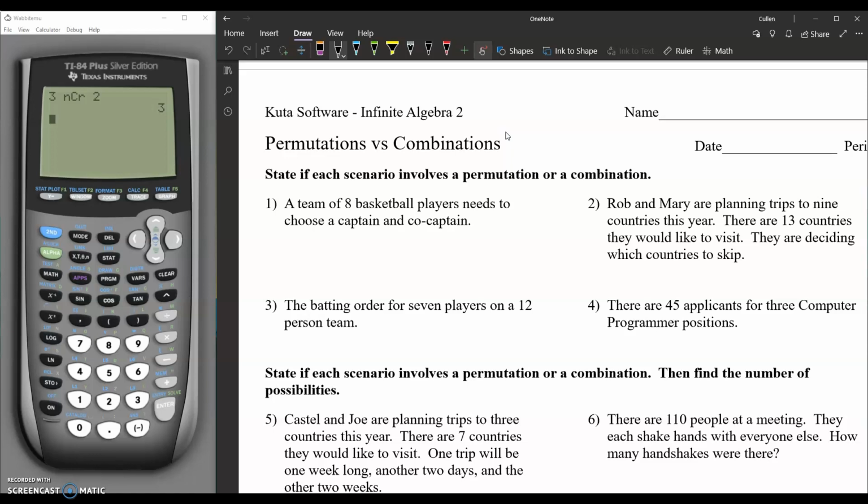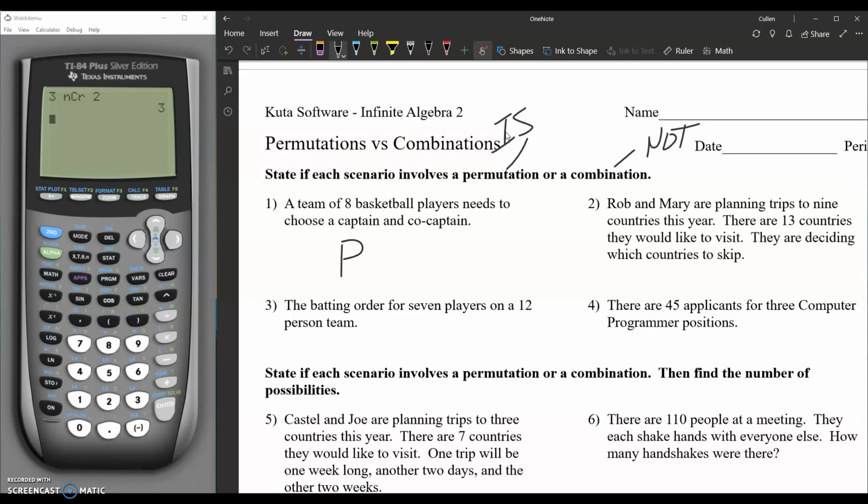All we're doing for these first 4 is we're saying, is this a permutation? Is this a combination? Number 1. A team of 8 basketball players needs to choose a captain and a co-captain. What you need to decide is, is order going to be important? Order is important for permutations, and order is not important for combinations. So let's talk about this for number 1.